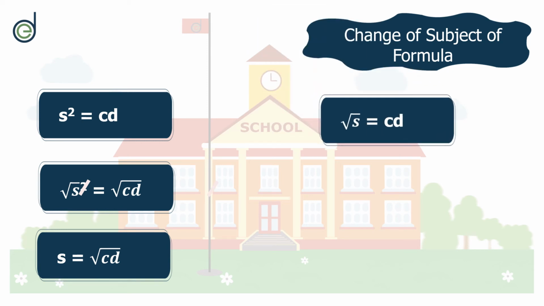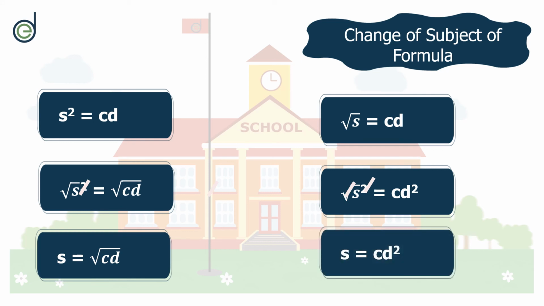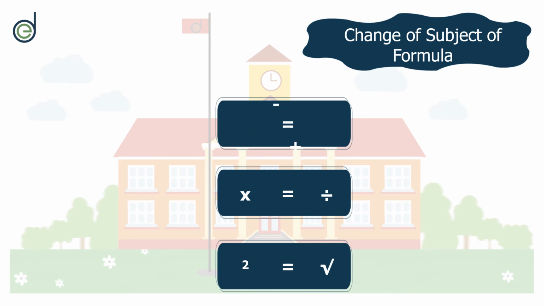If the root of S is equal to CD, to make only S the subject, we simply find the square of both sides. The square of the root of S simply cancels out and S is equal to CD squared. Remember, whenever you move any character over the equal sign, the sign of that character would change.